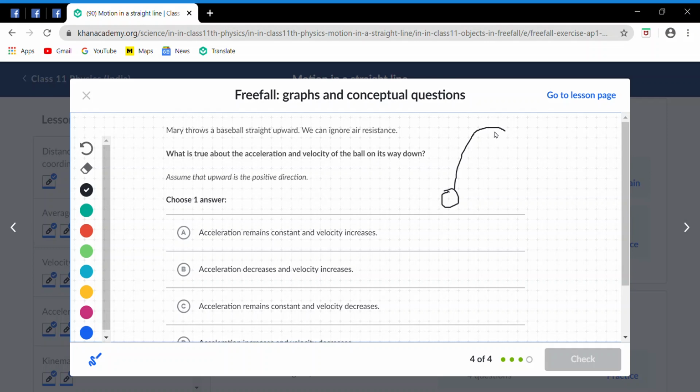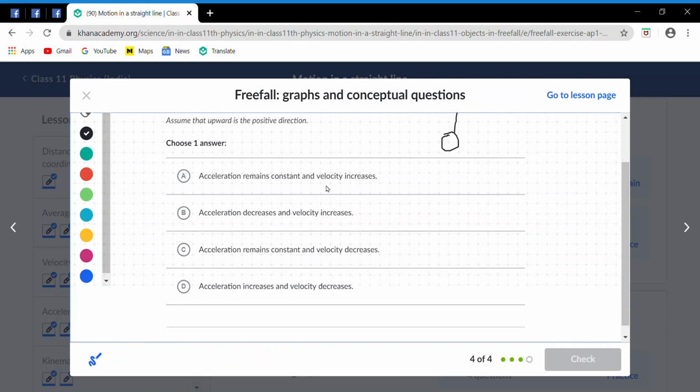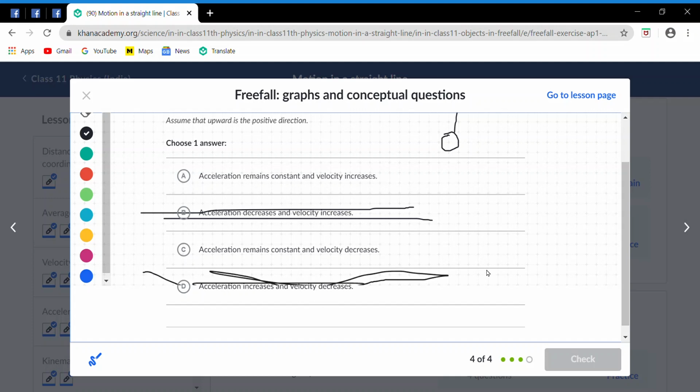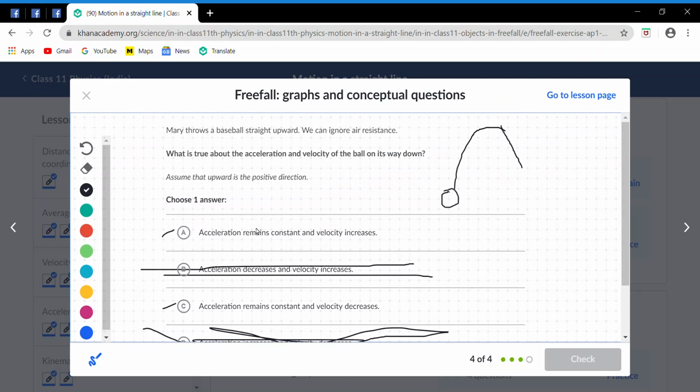So on the way down, when it's coming down, its acceleration remains constant because of gravity. So it remains constant, and this is not an option because it's saying decreases. This is also not an option because it's also saying decreases. So we are only left with C and A. Acceleration remains constant and velocity increases. When we are going down, the velocity does not increase. So this is not an option as well.